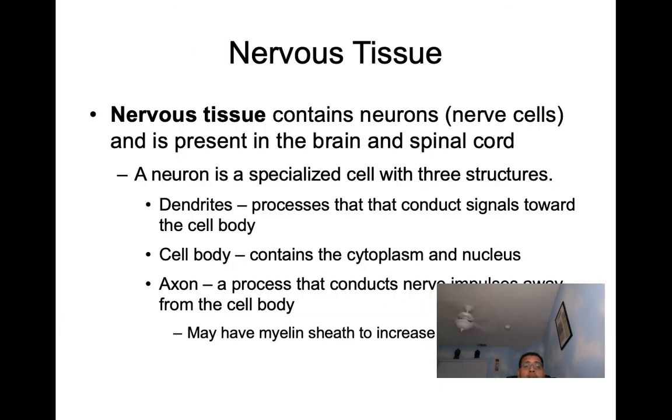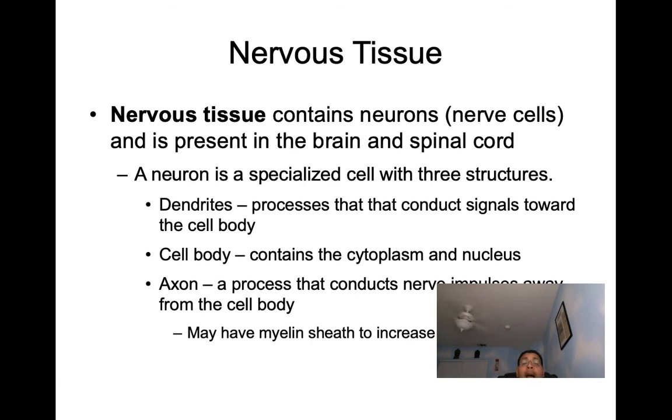So next, let's talk about nervous tissue. Now, nervous tissue contains nerve cells that are called neurons, and it is present in the brain and spinal cord. A neuron, I'd like you to know, is a specialized cell that has three basic parts to it. First, we'll see it has a cell body. The cell body is also called the soma, and the cell body is going to contain cytoplasm and the nucleus of the neuron. The cytoplasm is also going to be able to receive incoming signals.